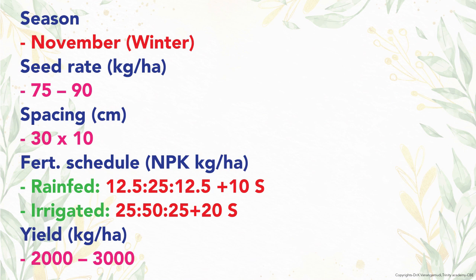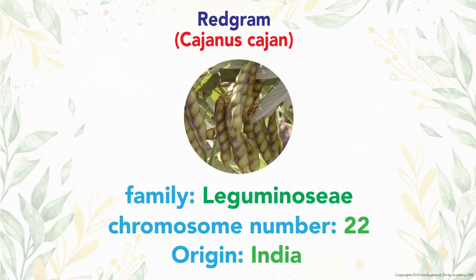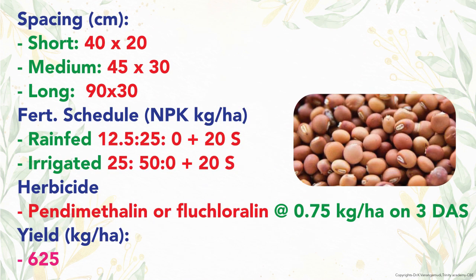Next major pulse is red gram. Cajanus cajan is the scientific name, and the origin is India with 22 chromosome number. It is grown round the year with a seed rate of 8 to 10 kg for long duration variety and 10 to 12 kg for medium duration. While for short duration, it is 12 to 15 kg per hectare.